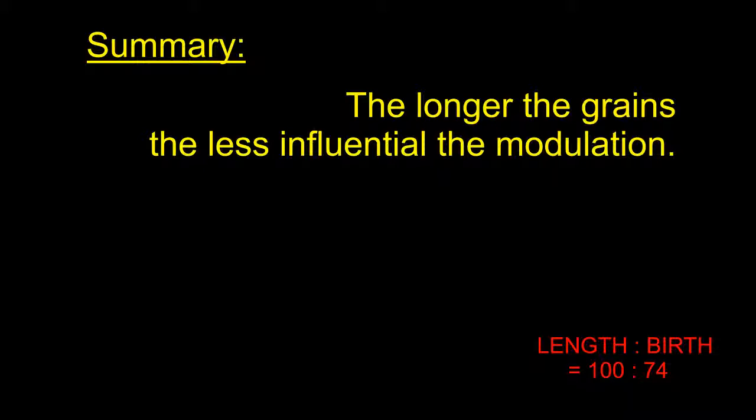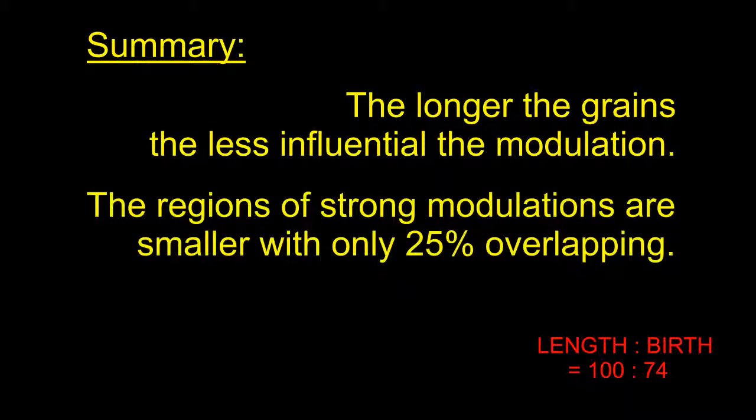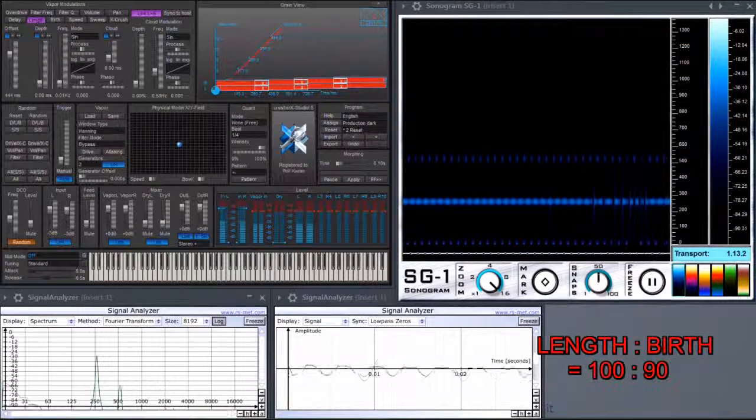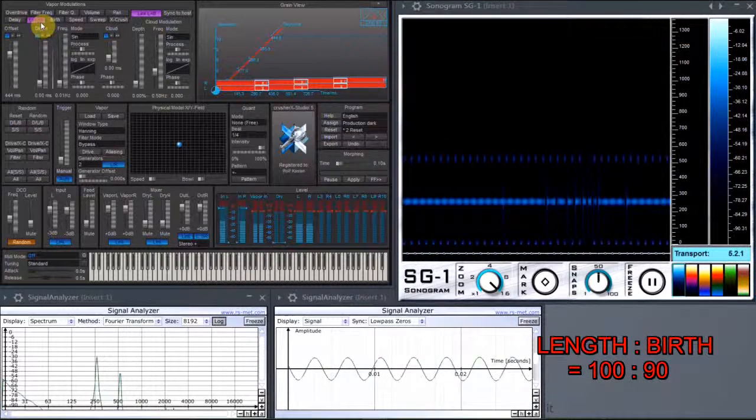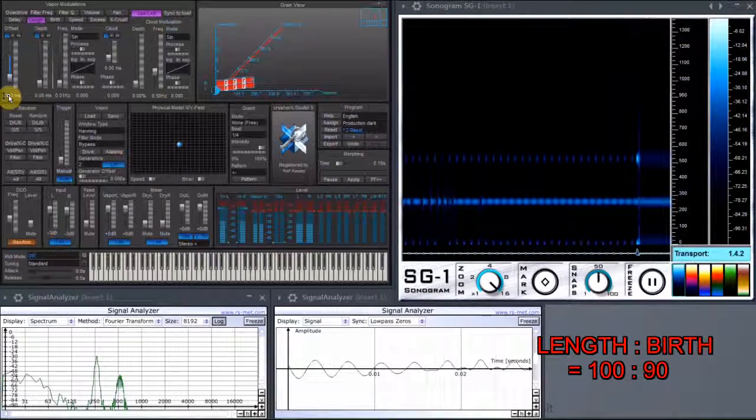But there is a difference to our first experiment. The regions of strong modulations are smaller, with only 25 or 26% overlapping grains. Let's go on to a length-to-birth relation of 100 to 90. Only 10% of the grains overlap.